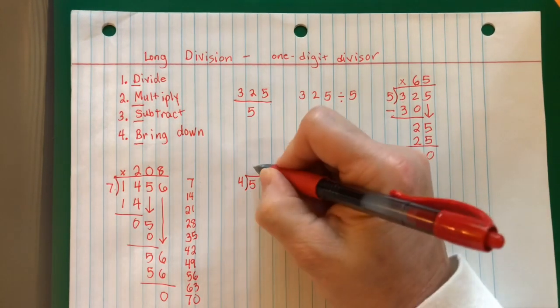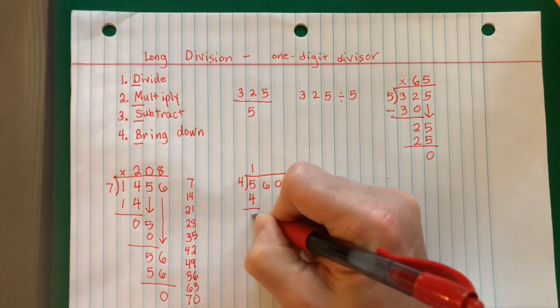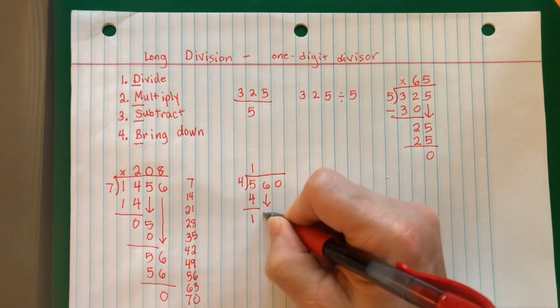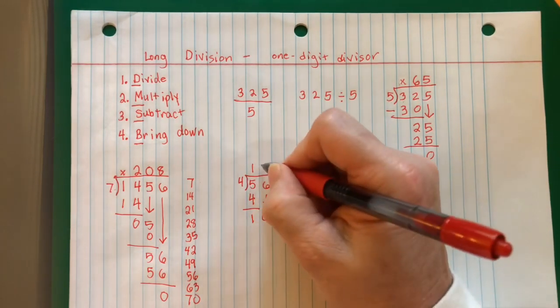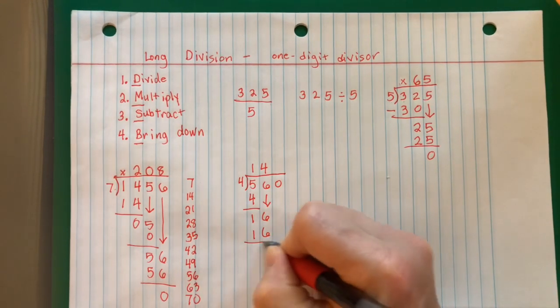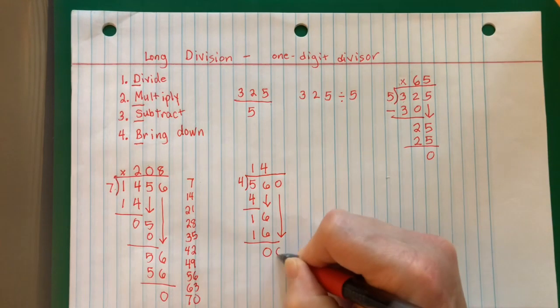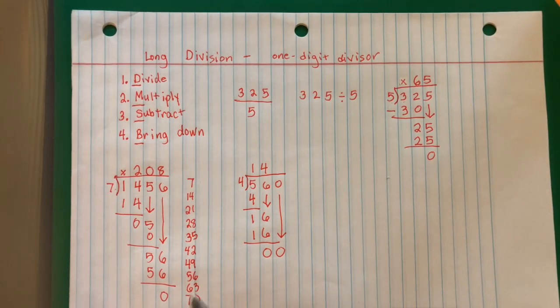This time 4 goes into my first number. Divide, multiply, subtract, bring down. 4 goes into 16. I divide, multiply, subtract, bring down. Now we have the other biggest mistake I see people make in division.